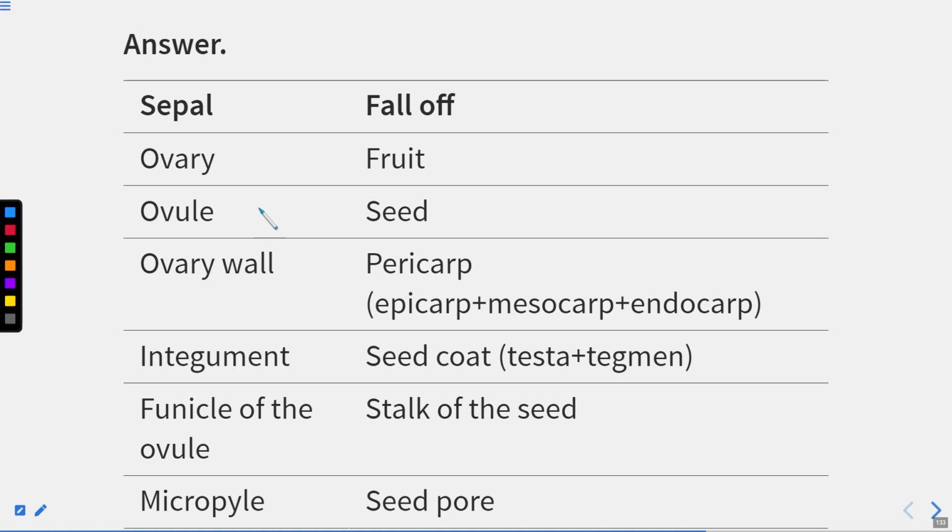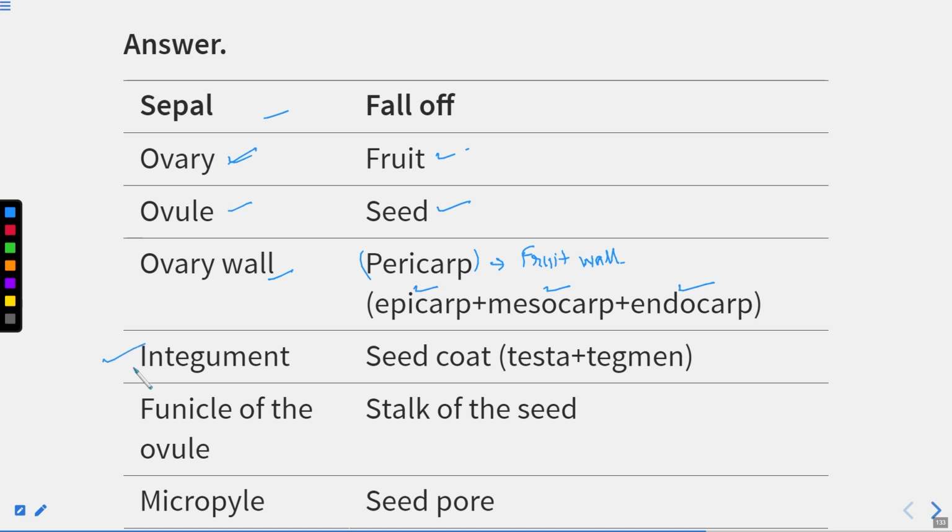Now, what will happen to sepals? We have already shown they will fall off. The ovary will develop into fruit. After fertilization, the ovule will develop into seeds. What will happen to the ovary wall? It will form the pericarp. The pericarp is made up of three layers or regions. First is the epicarp, the middle one is the mesocarp, and the inner one is known as the endocarp. So the pericarp is also known as the ovary wall or the fruit wall.